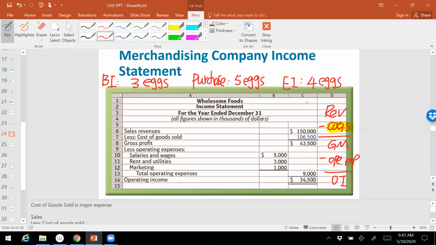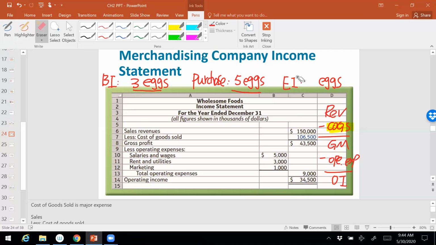Tell me the simple math. At the beginning, I had 3 eggs, and then I purchased 5 eggs. So, hey, this number is not right. This number is not a good number. So, sorry, I changed it at the end.